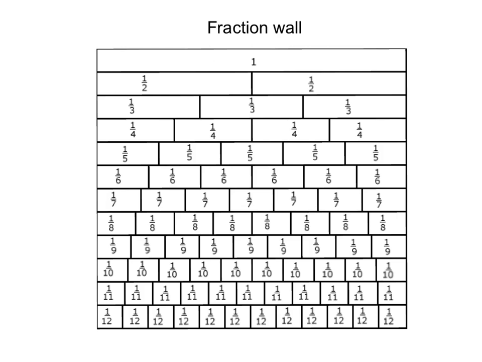One last way of visualising equivalent fractions is on a fraction wall. So here we can see that half, for instance, is equivalent to 2 quarters, which is equivalent to 4/8. And we can see that a third is equivalent to 2/6, which is equivalent to 3/9, and 4/12.